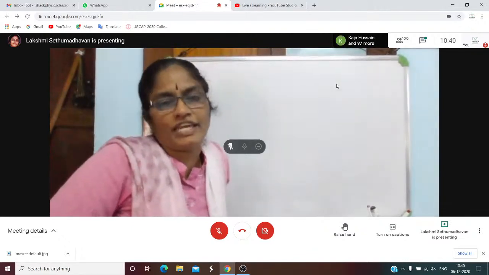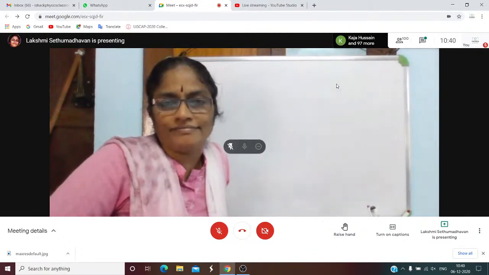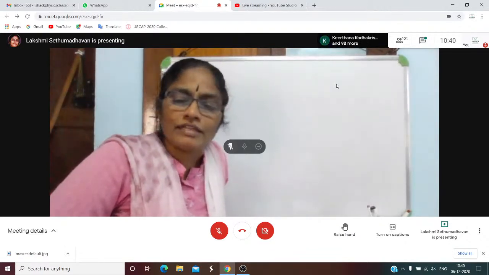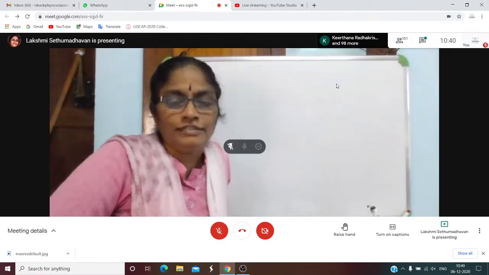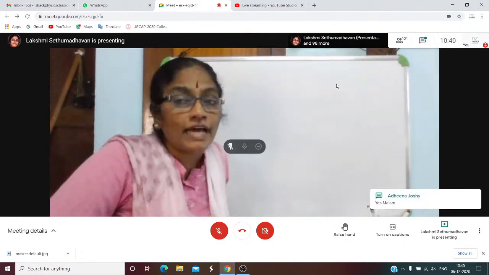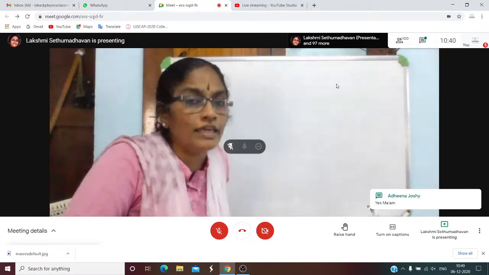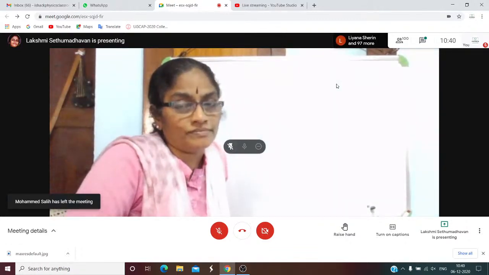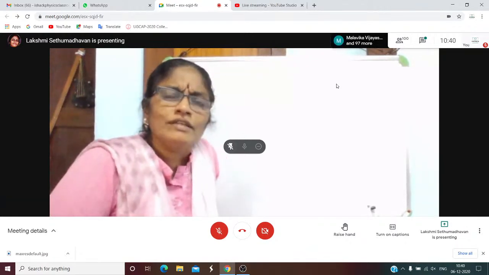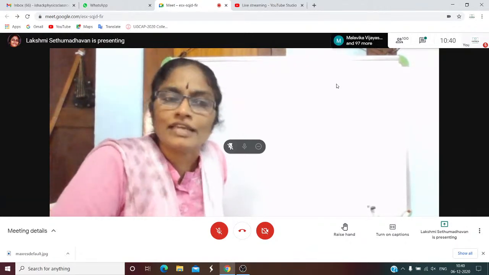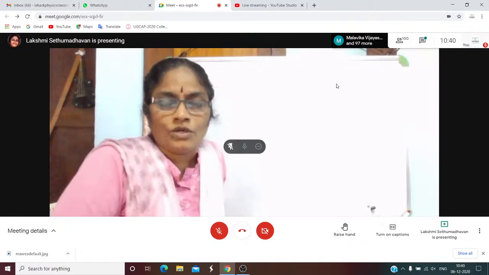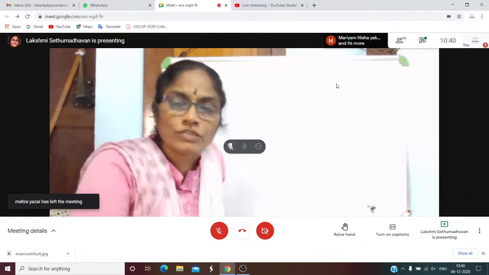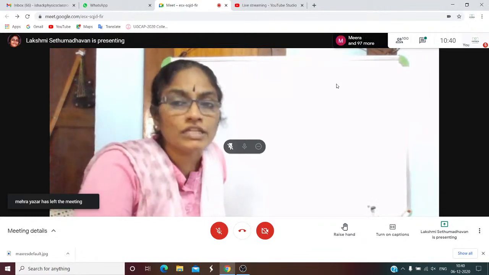So the topic of the day is the operational amplifier. The simple and direct definition for this is: an operational amplifier is a direct coupled high gain voltage amplifier with differential input. Let's spend some time in understanding this definition. This is a versatile device. So first we will see what is direct coupled.